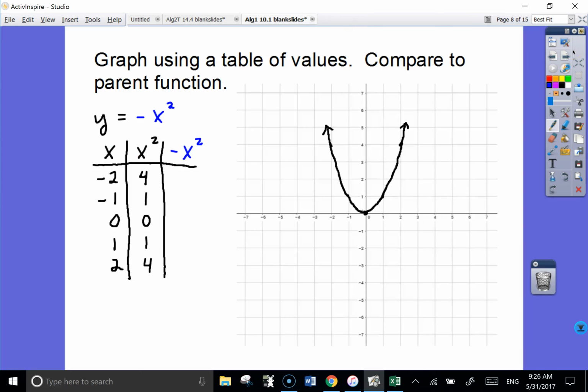Okay, now what happens if I put a negative in front of the x squared? What is it going to do to all of those x squared values here if I put a negative? They're all going to go negative, right? -1, 0, -1, -4. If I graph those, now I'm here, here, here, here, and here. Okay, and I've sketched the curve. What does it look like it did to the graph? It turned it upside down.